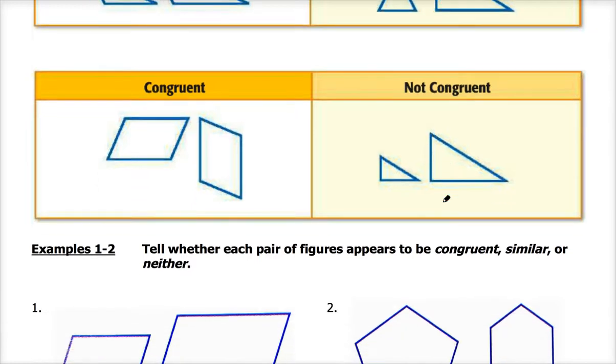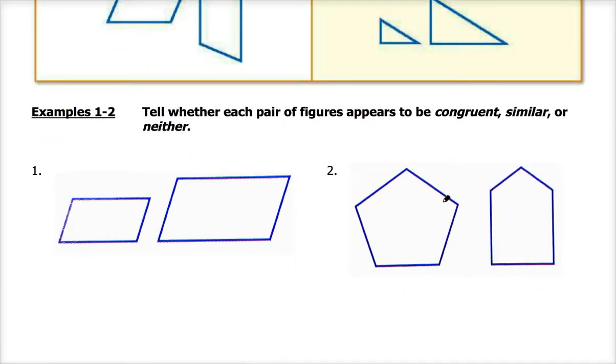Our job on 1 and 2 here on the first page is just to tell whether each pair of figures appears to be congruent, similar, or neither. So number 1, we have these two parallelograms, and one appears to be smaller than the other one, so we would call these similar figures. They both have the same shape, but they are not the same size.